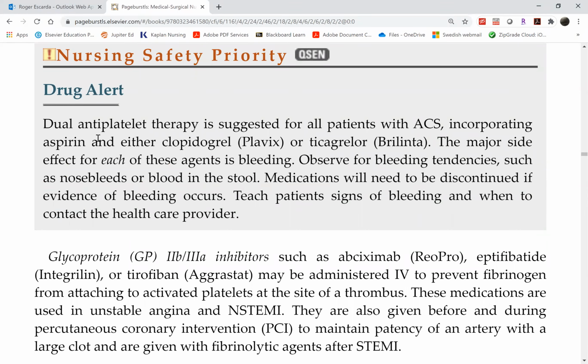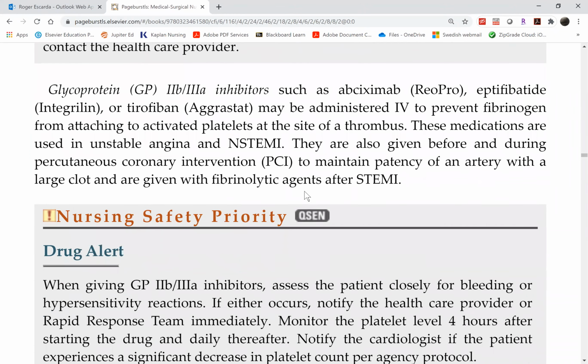Okay. So this one obviously is already afterwards. These are some of the medications the patient will be discharged on after an MI. So from now on, they'll be on aspirin and or Plavix. Or if the doctor doesn't like this, they'll be put on ticagrelor. This is Brilinta. It's still an antiplatelet or antithrombotic drug. Or you can have this one, Aggrastat.